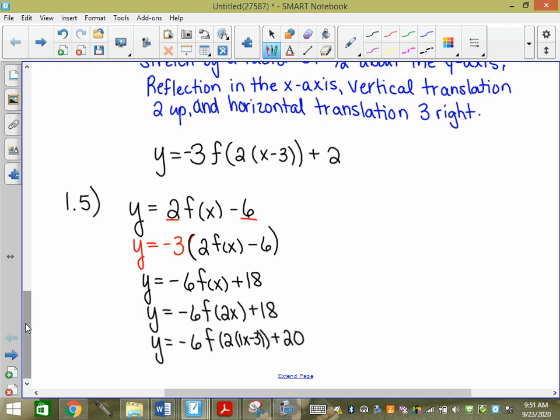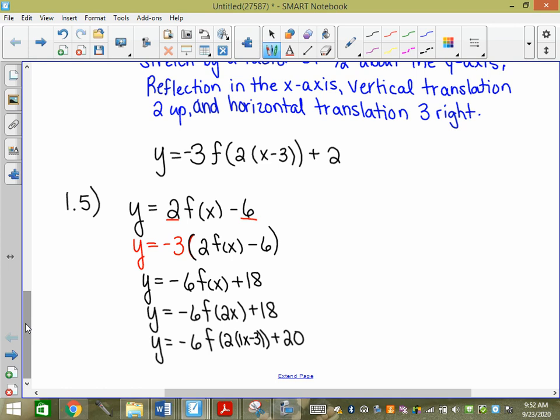When people apply it directly to the right, they often forget to apply the stretch vertically and the reflection vertical to that translation. That's number 1 error. Okay, we don't want you to have that error.